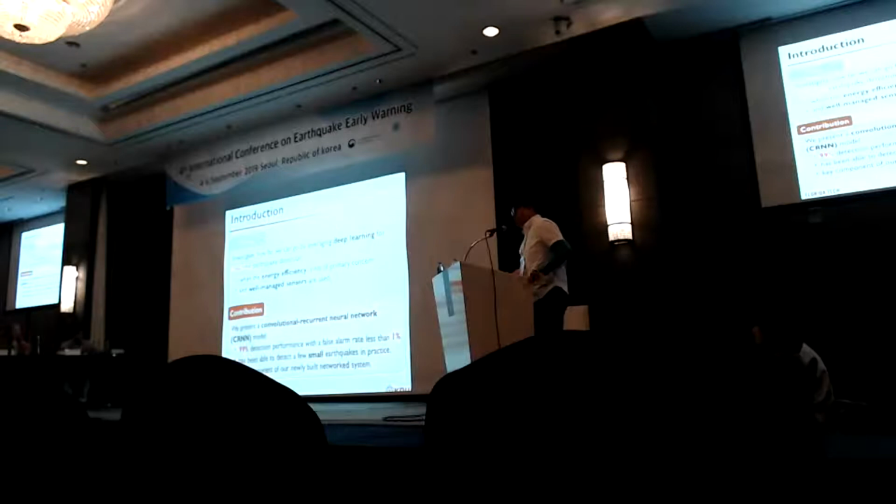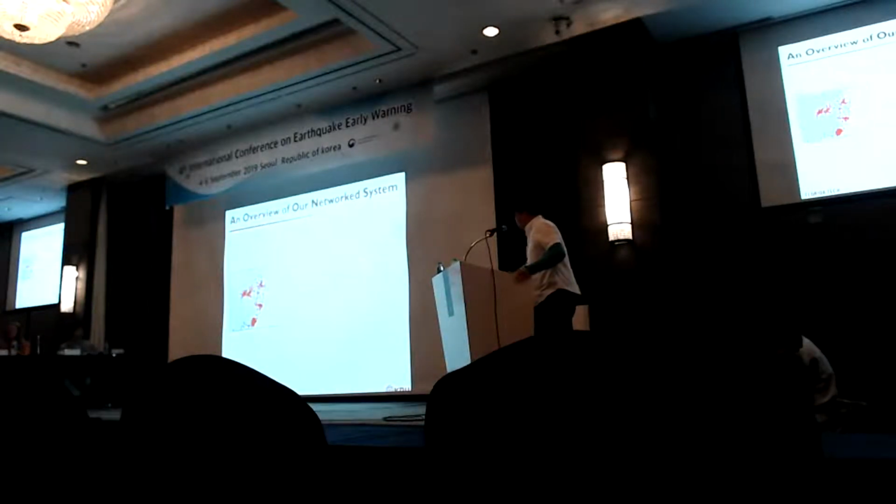In this work, our contribution is that we present a convolutional recurrent neural net model that achieved 99% detection performance with a false alarm rate of less than 1%. It has also been able to detect a few small earthquakes in practice. And this is a key component of our newly built network system of local sensors, as Dr. Guan explained before. And this is a map of the smartphones that are deployed in the southern area of South Korea.